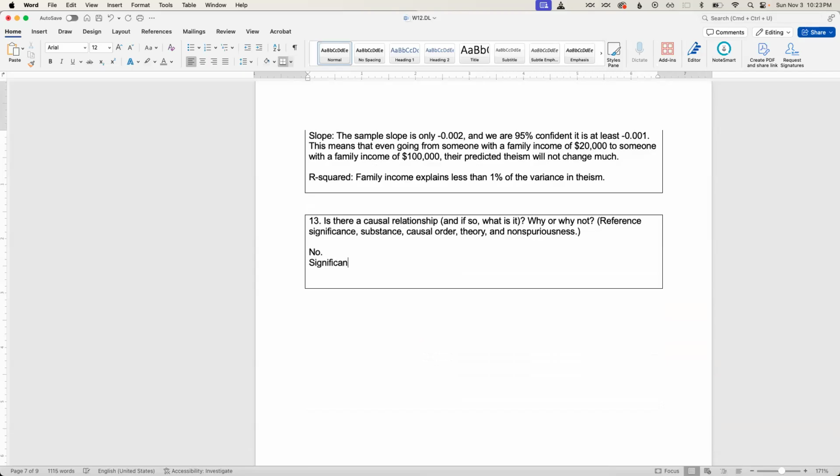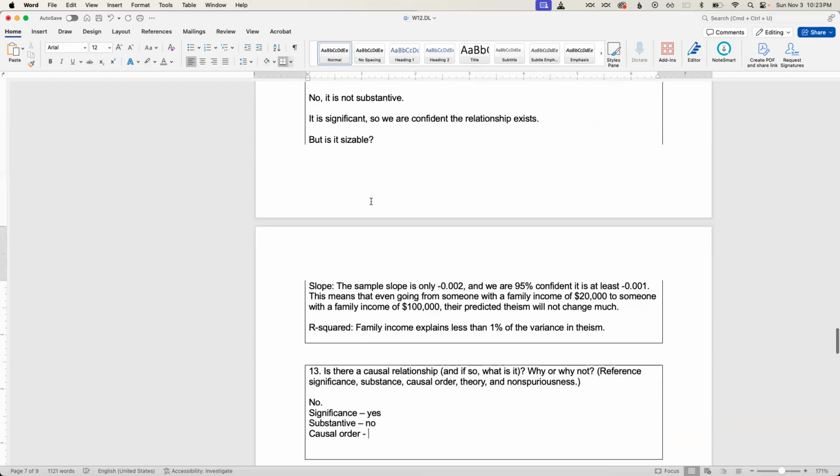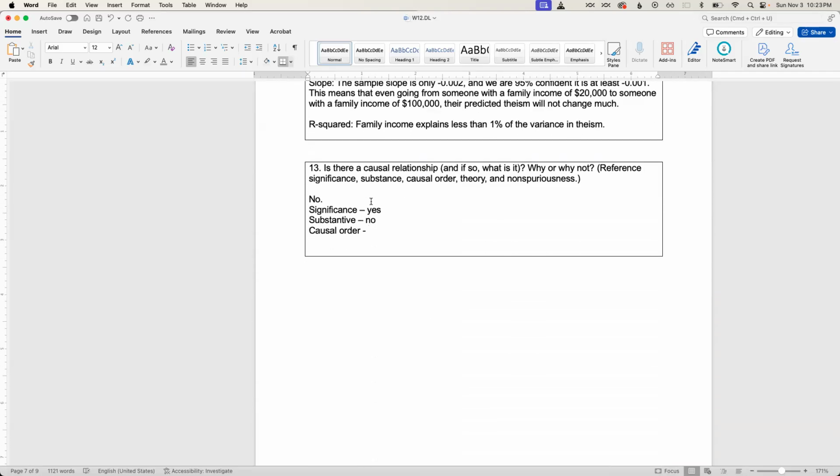So significance, yes. Substantive, no. Causal order. So this is saying, is it more likely that income would explain your theism or theism would explain your income? I don't think being more atheist or more believing in God is going to change your income. I mean, obviously, if you have a certain profession, it might, but outside of that, no.